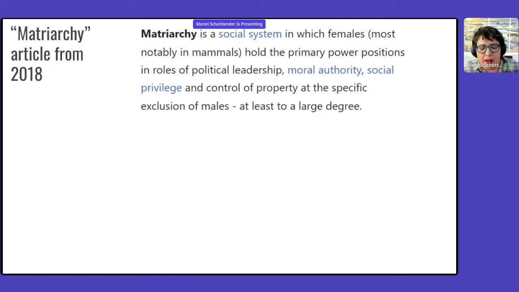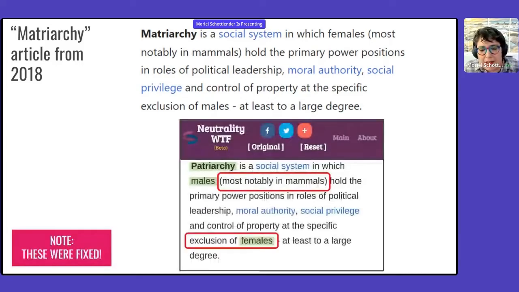This is the beginning of the article Matriarchy in Wikipedia. This is from 2018. The problem that I'm going to show you today was actually fixed, which is very exciting. But I was thinking, okay, if I pass matriarchy through Neutrality WTF, everything is flipped. Now it will describe patriarchy, which technically is the opposite, right? Would it look the same? Would it sound right? And so I did it, and it didn't sound exactly right.